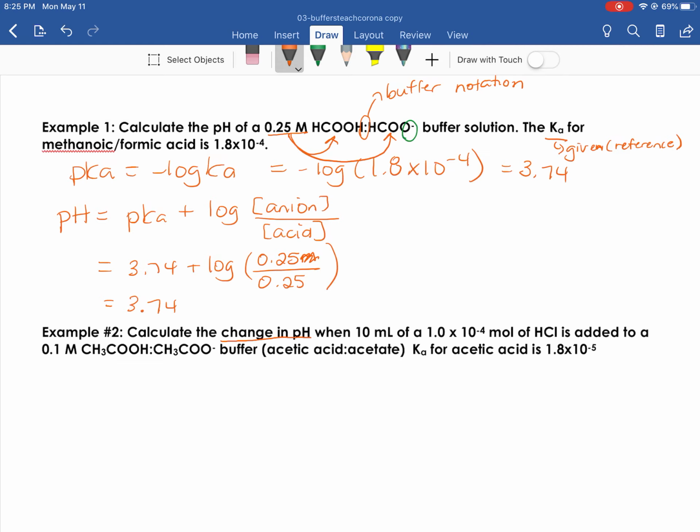In the next question, now we're finding the change in pH and we're adding a stress. And our stress here is hydrochloric acid. So could you add a weak acid or base stress? Yes, but that would make the math, again, much more difficult. So for your first introduction to buffers, we're just going to consider strong acid and strong base stresses, because then they 100% dissociate, so that makes your life a little bit easier.